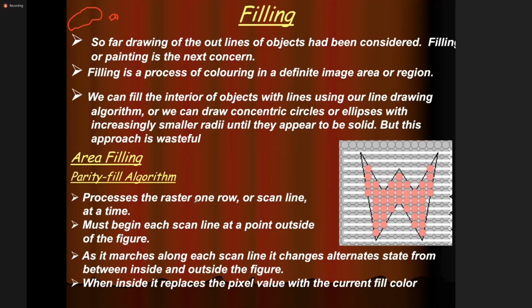So filling is a kind of mechanism which we work in a raster fashion. Row by row, we should be able to fill it. Now, when we are filling the area, the problem is whether these pixels are inside that particular area or outside that area. We have to take a decision on that.